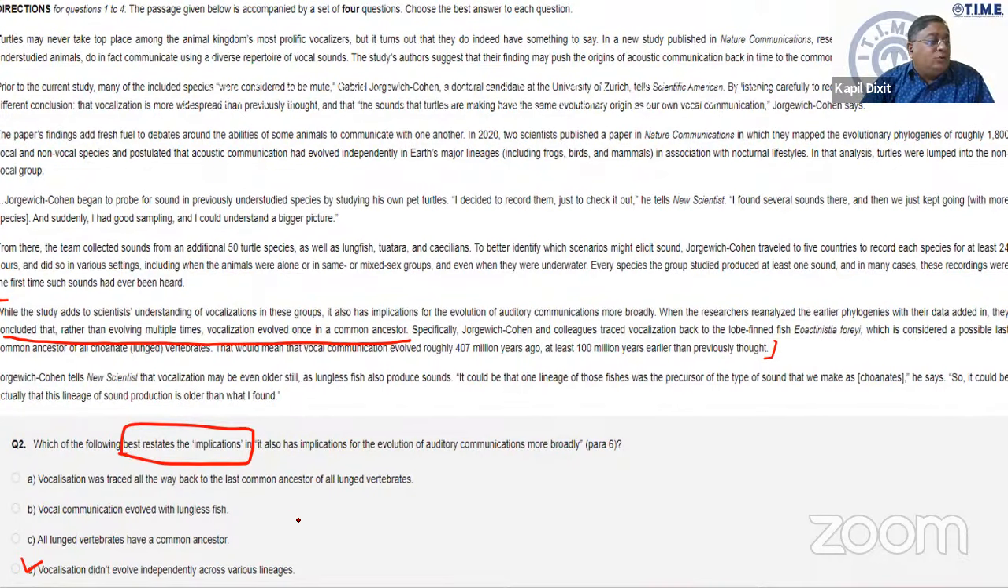What factors are needed to come in mind while eliminating options in these type of questions? These factors I'm telling you. Okay. Vocalization was traced all the way back to last common ancestor of all lunged vertebrates. Now, I would say this is also, this is why we are not marking A as an answer. Okay, let's discuss this. Okay, then only you will understand how to eliminate.